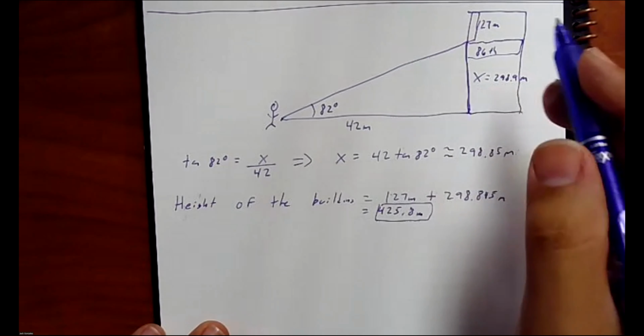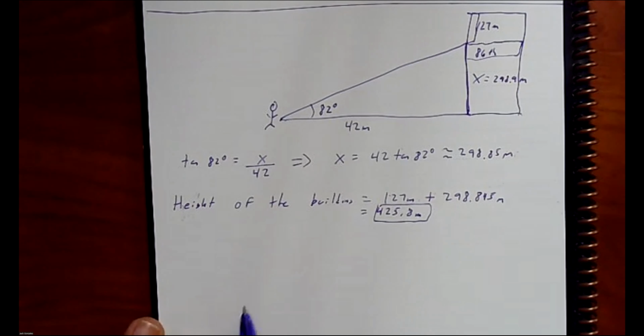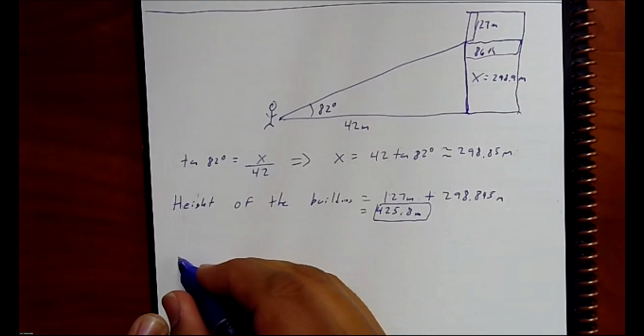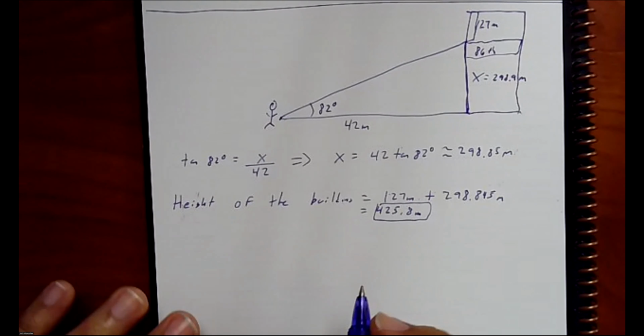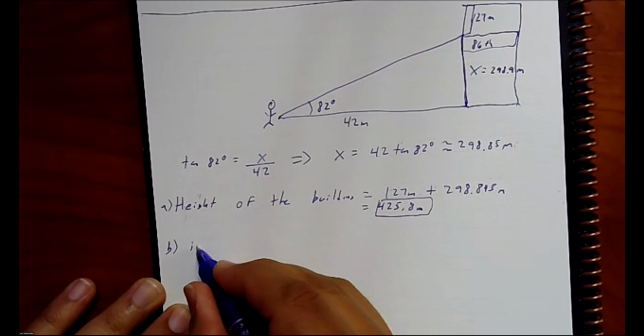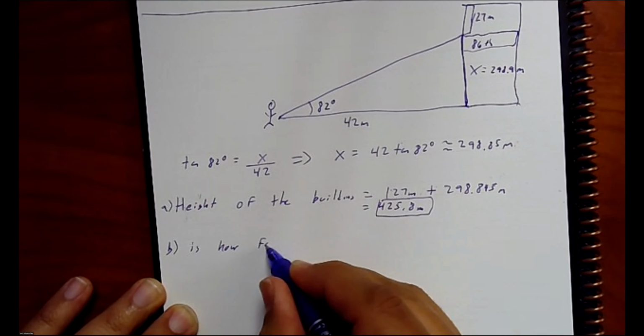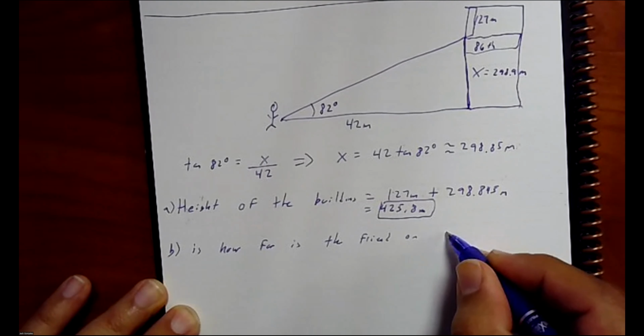To find that missing piece, you can use a sine or whatever. The second part says one of your friends is on the 86th floor. What is the distance between you and your friend? Okay, so part A, part B is how far is the friend on the 86th floor?